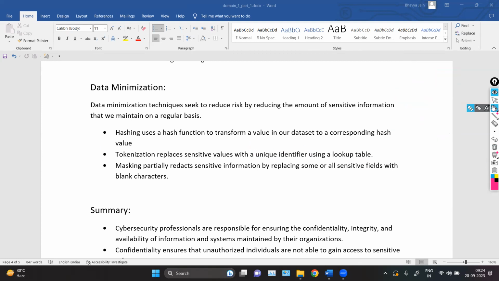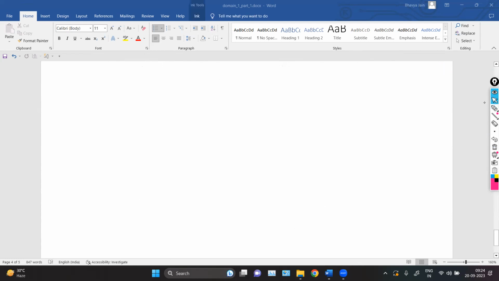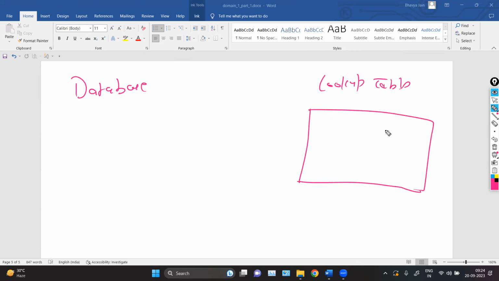See, for example, let's say at one side we have a database, and at another side we have the lookup table. Inside the lookup table, let's say we have a table here with the passwords. Let's say 12345 is a password, root is a password, and there's the ID of these passwords, a unique value for each of these passwords.